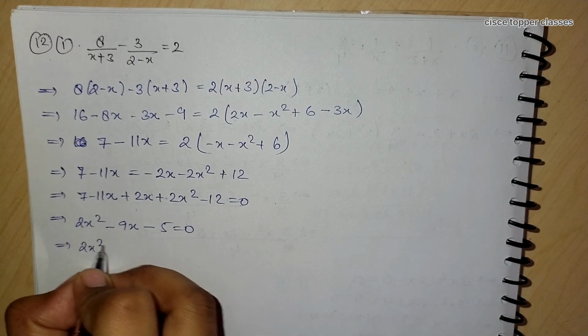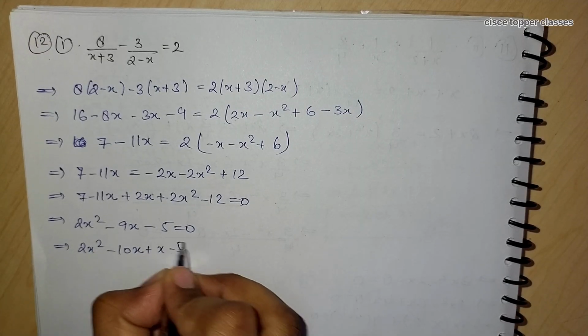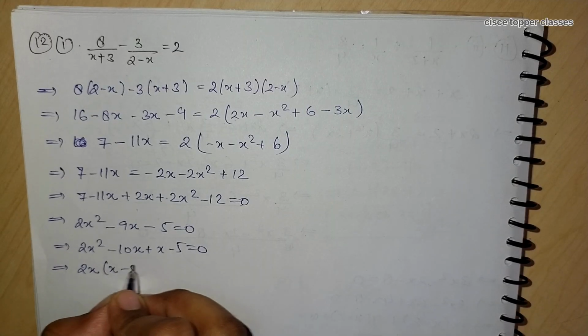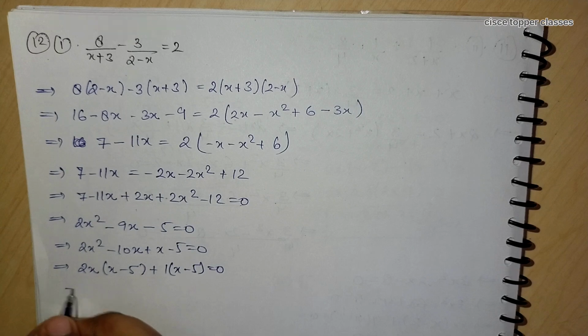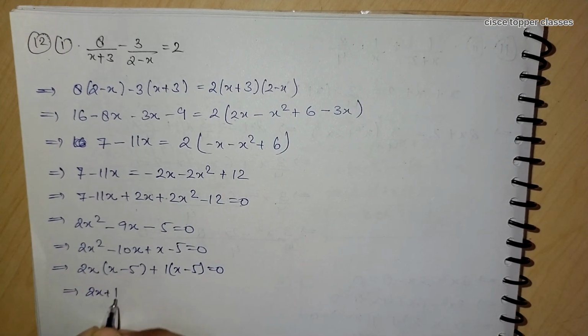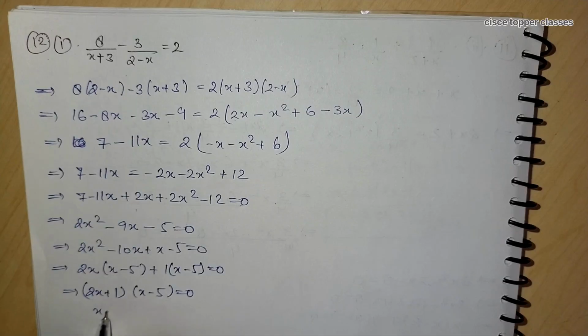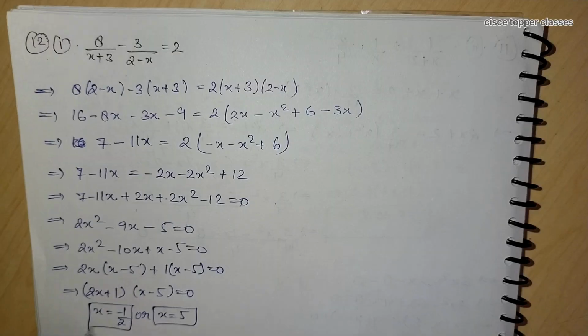So 2x square minus 10x plus x minus 5 equal to 0. Taking 2x as common, x minus 5, plus 1 as common, here also x minus 5 equal to 0. Writing it as (2x plus 1)(x minus 5) equal to 0. So x will be minus 1 by 2 or x will be equal to 5. So this is the answer here in this question.